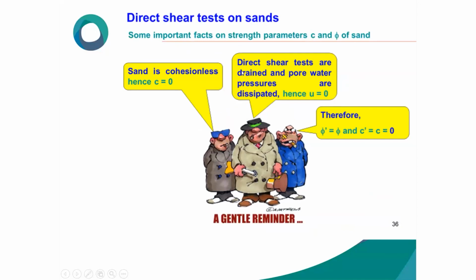From this sample, generally this will be done for sand. The cohesion will be 0. Here in the direct shear test, it is drained, pore water pressures are dissipated. So it will be 0. Therefore, C will be 0 here.